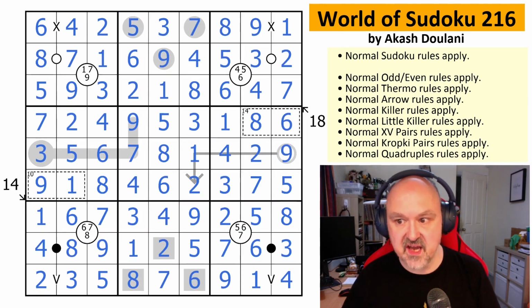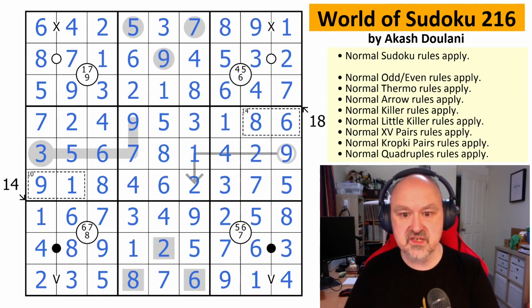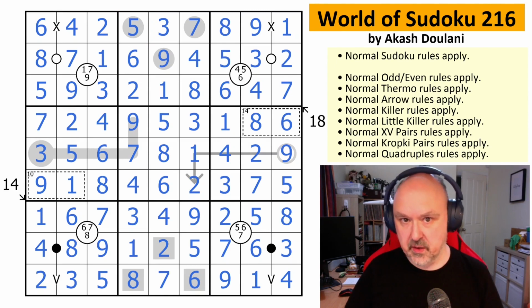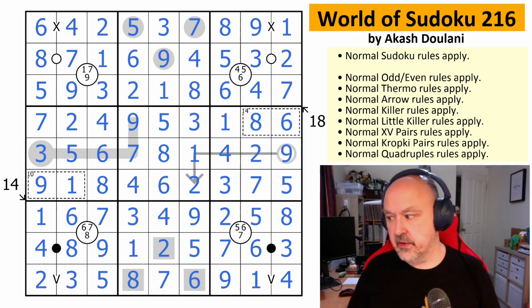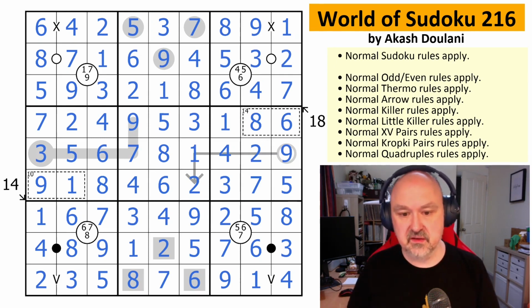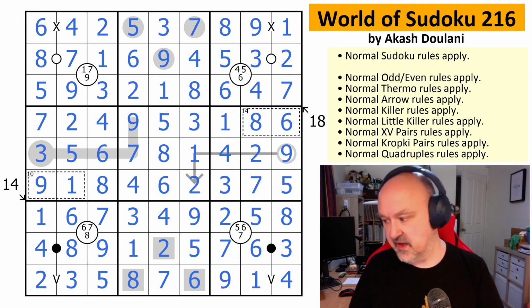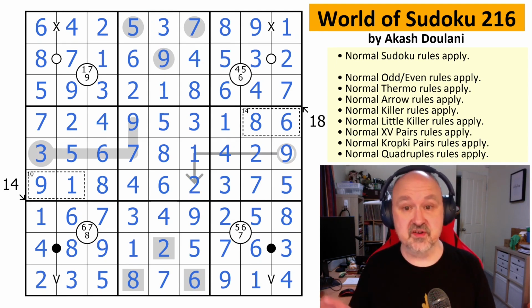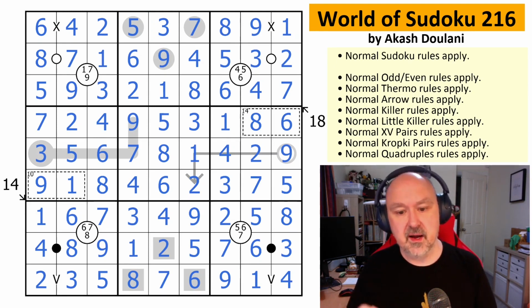And that is the end of World of Sudoku 216. It is not the end of the world as we know it. I did lose power in the middle of that, but it didn't end the world, I hope. So that was a really fun puzzle, apart from the big interruption in the end. I have no idea how long that took me because I'm going to have to edit the video together.